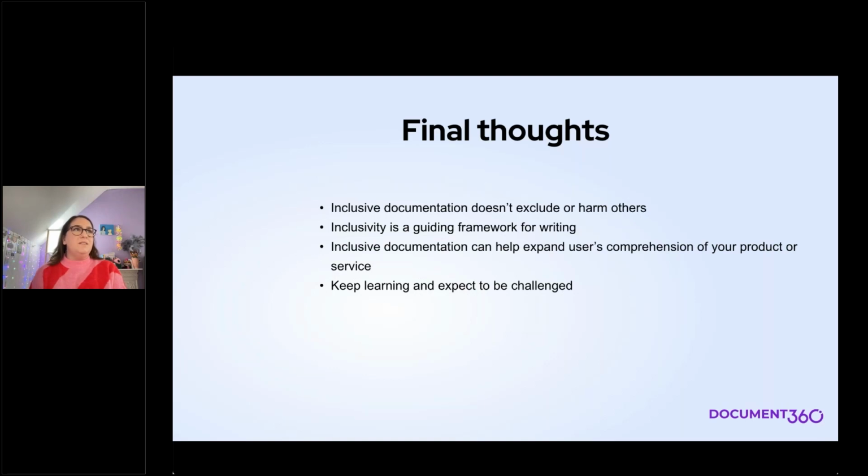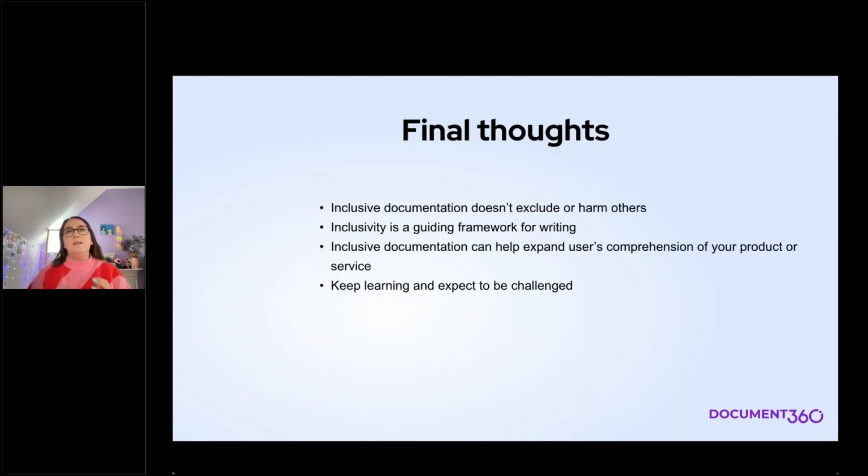And the next one is inclusivity is a guiding framework for writing. Incorporating inclusivity into your writing practices really helps you recognize and address biases in your thought process. As you become more accustomed to writing about specific subjects, it's still important to remain vigilant and maintain empathy for your diverse audience. And by subconsciously challenging your biases, you're striving to write to your widest audience possible, and you cultivate an instinct for inclusive communication.